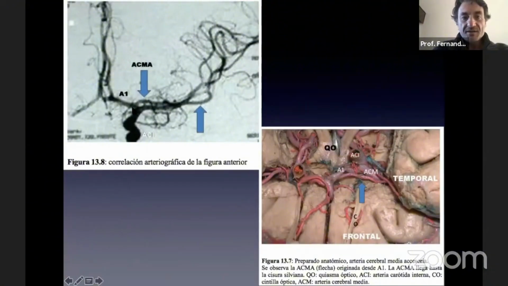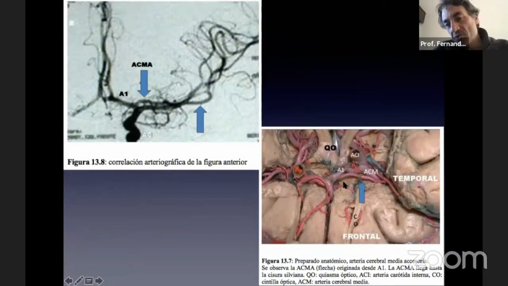In this case, the accessory middle cerebral artery takes its origin from A1, but in general it takes its origin from the pericommunicating artery zone, or maybe A2. It is a branch that takes its origin from the anterior cerebral artery, but its territory is middle cerebral artery territory. In this case, we can identify this branch going to the insula.